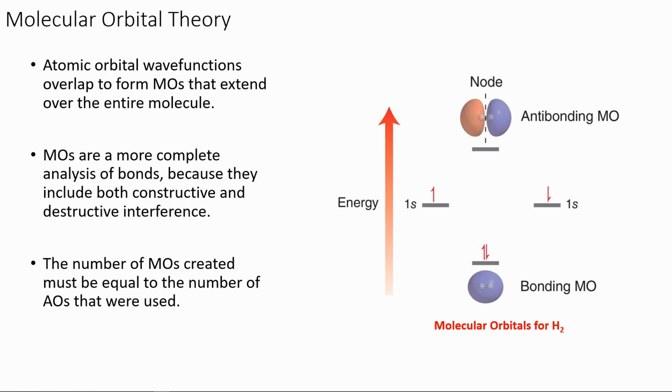When we form bonds between molecules, we're going to have an equal number of molecular orbitals to the number of atomic orbitals that were present. So here we're going to have a bonding molecular orbital and an antibonding molecular orbital. Remember how I mentioned we have two potentials. We have constructive interference and we have destructive interference. Well, our bonding molecular orbital and our antibonding molecular orbital are going to represent those.